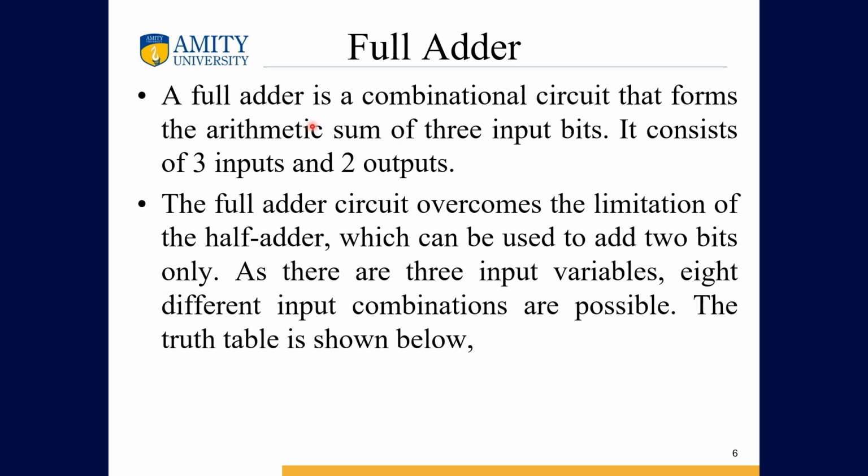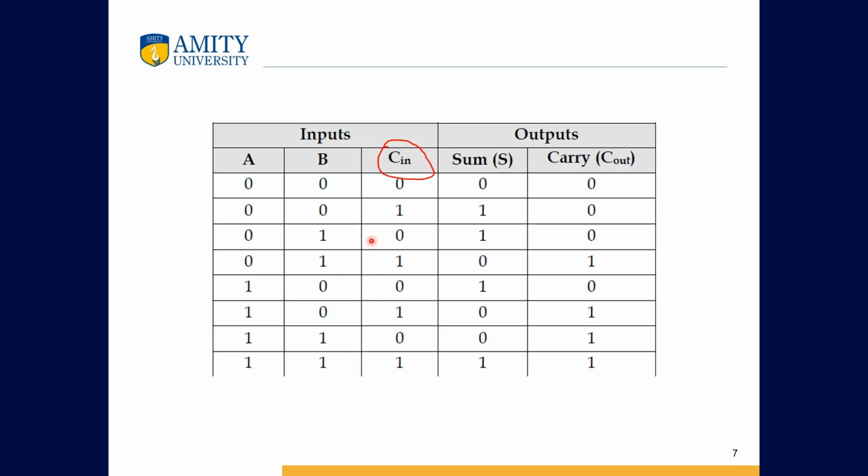Now the full adder is a bigger form of a half adder. It gives the sum of 3 input bits. It consists of 3 inputs and 2 outputs. So basically it overcomes the limitation of the half adder, which is used to add 2 bits only. When there are 3 input variables, 8 different input combinations are possible. Hence the full adder has this advantage. This is the truth table. We have inputs a and b plus a third input called carry in, and then we have a sum and carry out.